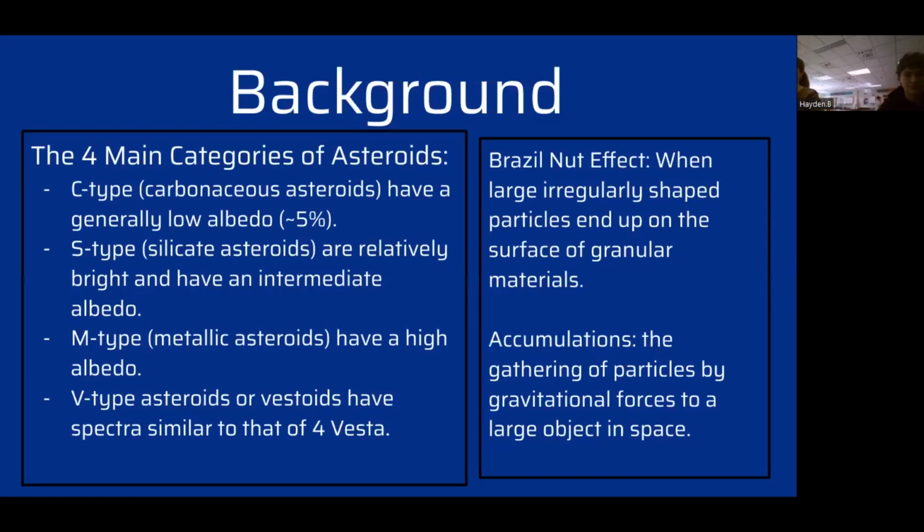Two effects that we're going to be discussing today are the Brazil nut effect, which occurs when large irregular shaped particles combine with surfaces of granular materials. These can be like asteroids. The other is accumulation, which is the gathering of particles by gravitational forces to a large object in space, such as asteroids.